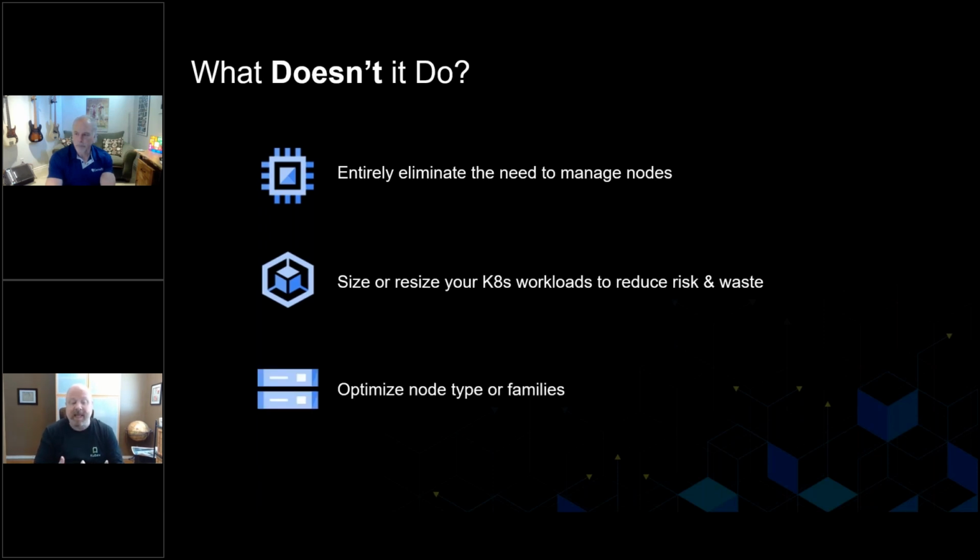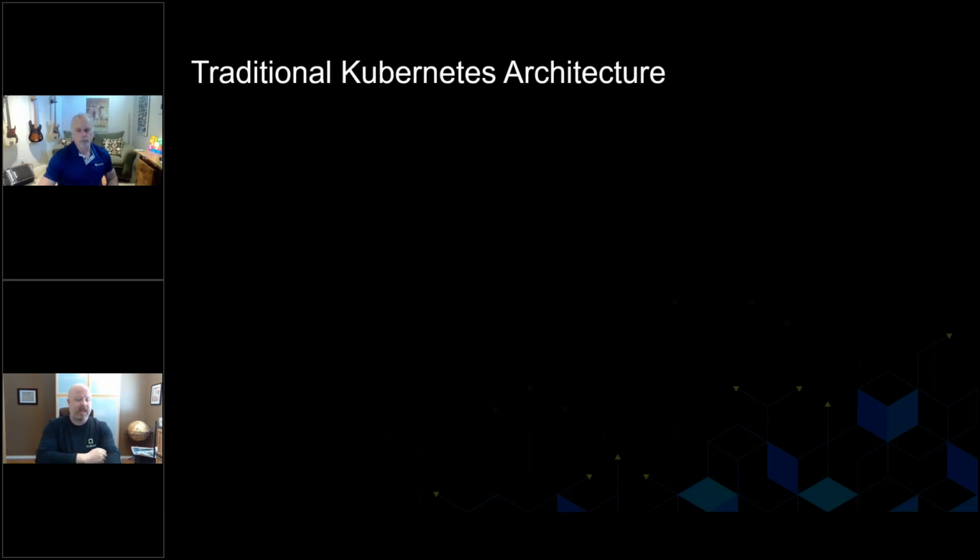And then lastly, again, this is to that first bullet point, there are still some situations where you need to manage nodes. In that kind of a situation, GKE Autopilot is not going to be giving you recommendations about what the optimal node types or optimal node families are. Okay? So it helps you a lot, but it doesn't entirely eliminate those problems. Now let's have a look at what the differences are between the GKE Autopilot architecture and a traditional Kubernetes architecture. So first, let's look at traditional Kubernetes.